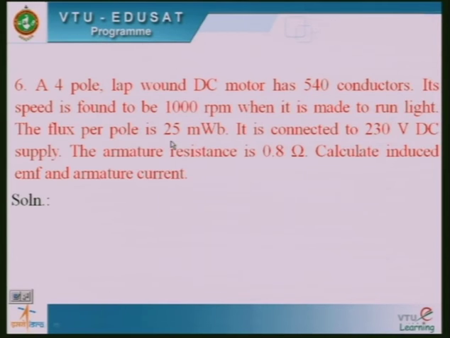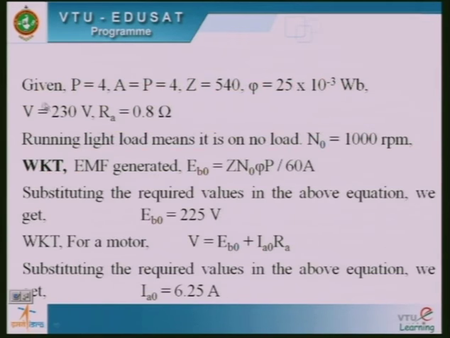So, without considering the load, you are going to consider it to be on no load condition. The flux per pole is 25 milliweber. It is connected to a 230 volt DC supply. The armature resistance given is 0.8 ohm. Now, we have to calculate the induced EMF and armature current. So, now collect the data given.